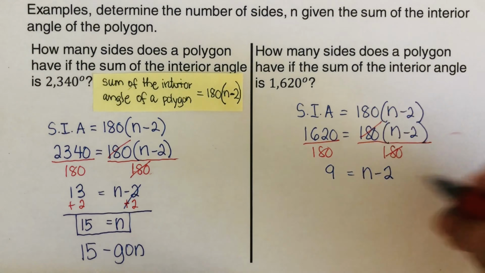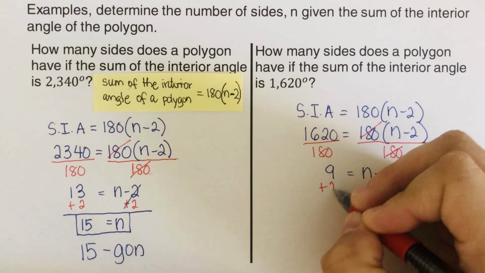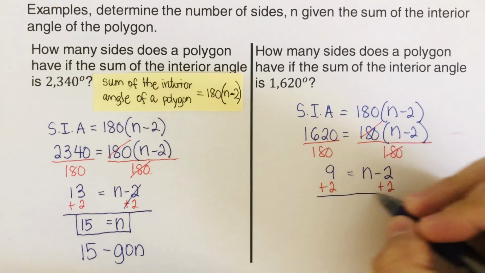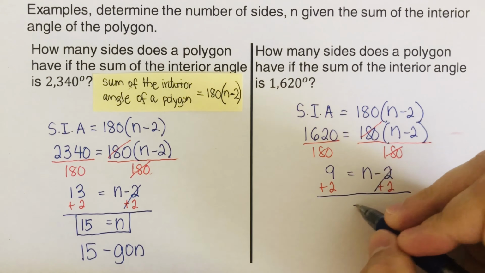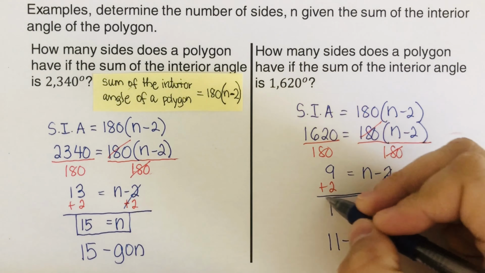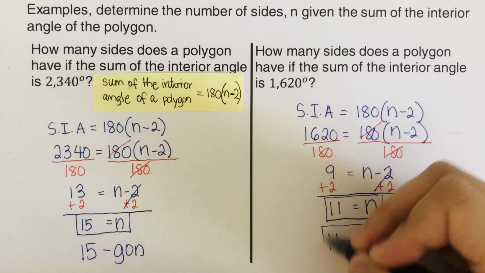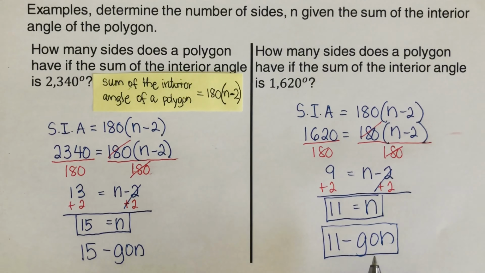Then we add 2 to both sides, so plus 2 and plus 2. So n is equal to 11. So this is called an 11-gon. The name of this polygon is 11-gon. Did you get the same answers as this?